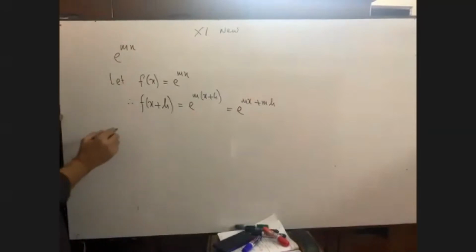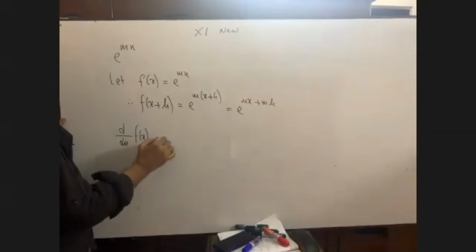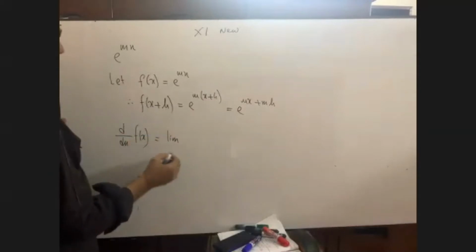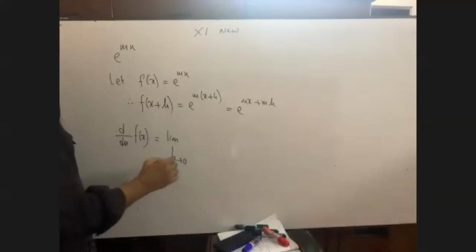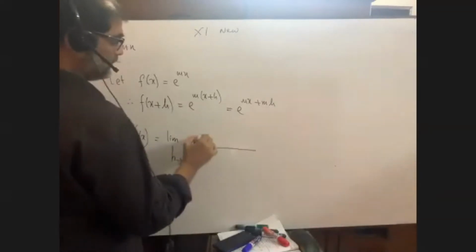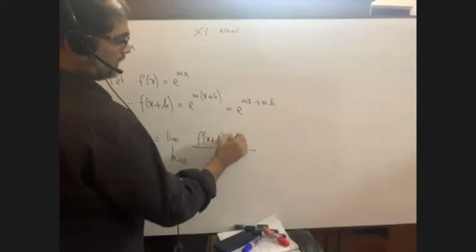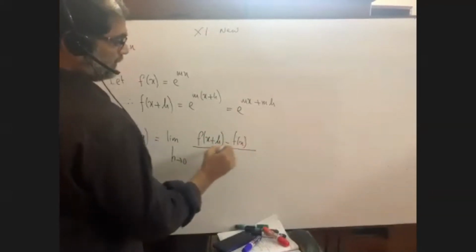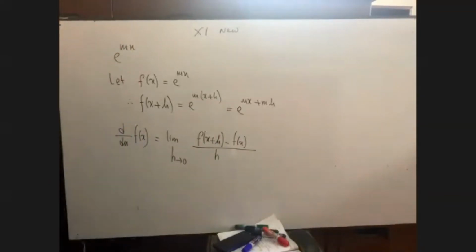What you know, d by dx f(x) is equal to limit h tends to 0, then f(x plus h) minus f(x) by h. Perhaps we know it, right? So copy it.